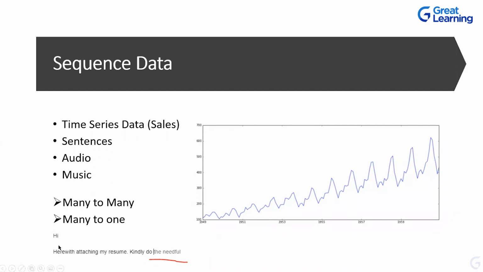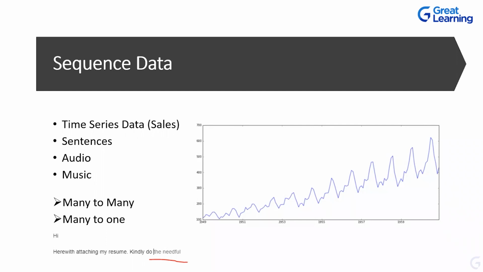And if you look at the example that I've shown here, I'm not sure if it will be quite visible if you are watching it on mobile. But if you are typing something in your Gmail, let's say "here with attaching my resume, kindly", it will automatically say "do the needful", right? It will automatically predict that for you. And this is possible because it is sequential data, because of an RNN, the algorithm which we are going to learn today. This is once again a neural network model, but works on a sequential basis.